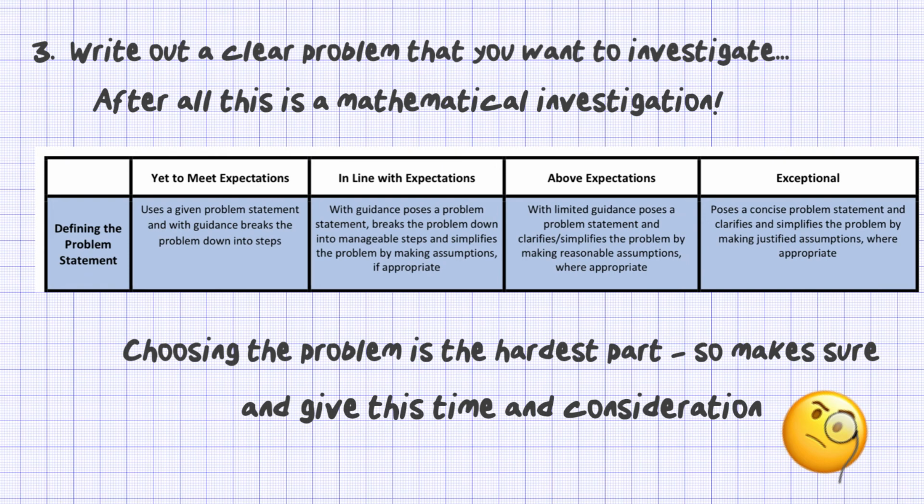So here we can see step 3, and step 3 is to write out a clear problem that you want to investigate. After all, this is a mathematical investigation, okay? So just get your problem, write it out, and then start investigating it. Choosing the problem is the hardest part, so make sure and give this time and consideration, okay? So I've already kind of touched on that, okay? So that would cover us for the first one.